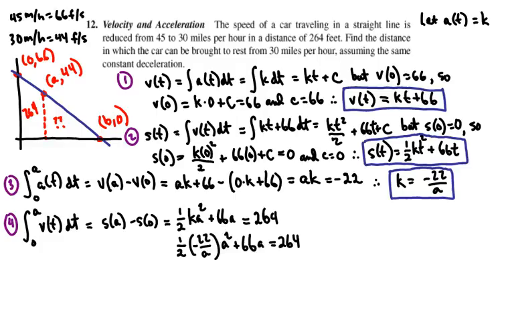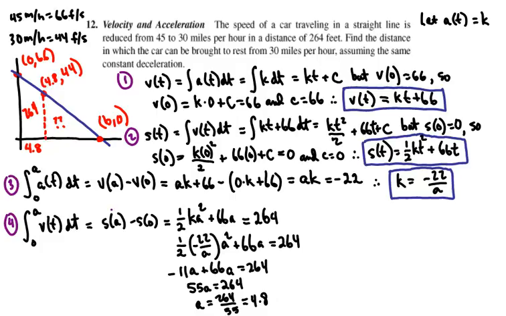So substituting for k equal to negative 22 over a, we get 1/2 times negative 22 over a times a squared plus 66a is equal to 264. Since negative 11a plus 66a is 264, 55a is 264. And so a is equal to 264 over 55, which is equal to 4.8, which we can now plug back in for a in the diagram.